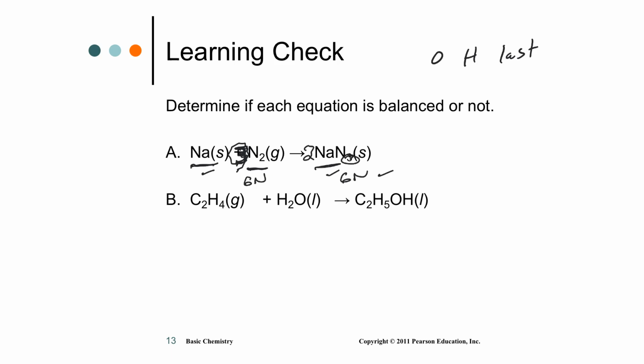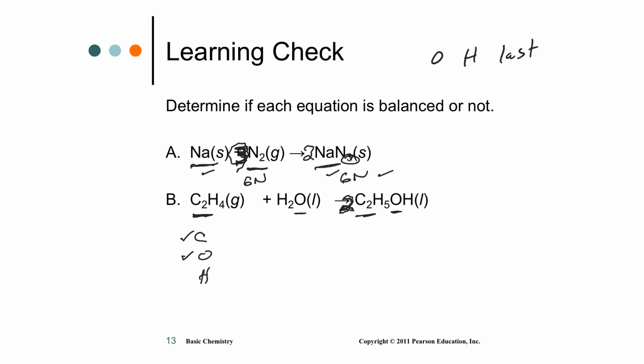Remember, I'm going to do oxygens and hydrogens last in B. So let's start with carbons. I've got C2 and C2. So carbon is fine. Okay. Now let's look at oxygen. Over here I've got 1 oxygen, and over here I've got 1 oxygen. So that's 1 to 1. So right now oxygen is also balanced. What about hydrogen? I've got 2 on the left, I've got 1 on the right. So to fix it, I have to multiply the whole thing by 2.